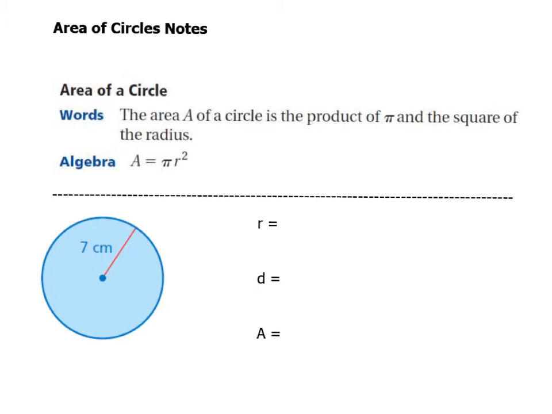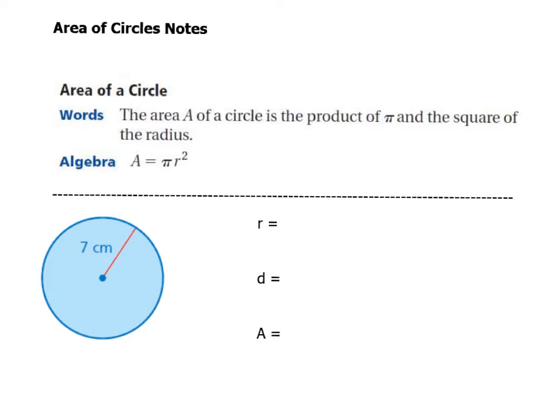If you weren't able to watch the video beforehand, that's okay. I'm still going to show you how to find the area of a circle. This is the formula that will be on your formula sheet. What this means is to find the area, you're going to multiply pi times the radius squared.